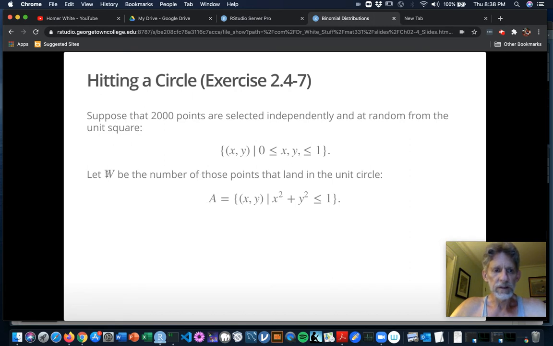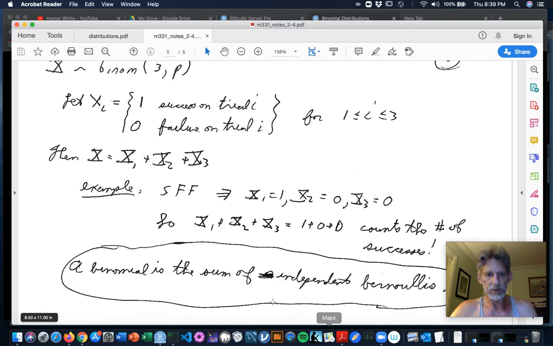And let's let W be the number of those points that actually land inside the unit circle that's inside of that square, out of the 2,000. So what we're looking at here is a binomial random variable, because every point that you pick in the square is like a trial. And the trial can result in success or failure. Success is if the point lies inside the circle, and failure is if it doesn't. So I'd like to find the probability of success. So for that, I need a picture of my situation.